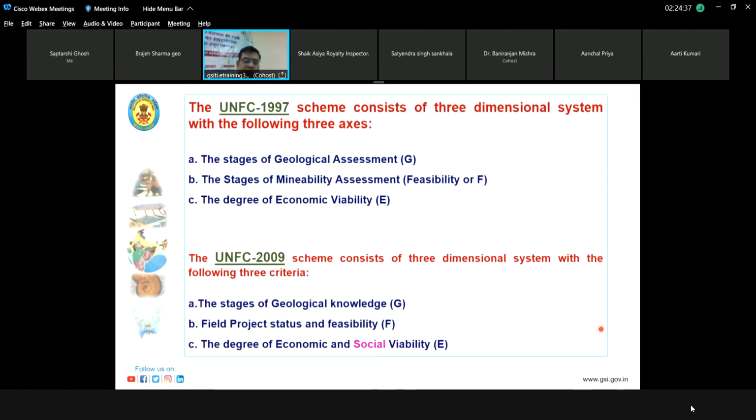So in UNFC 1997, there are 3 axes: stages of geological assessment, stages of mineability assessment, that is feasibility, and degree of economic viability. But in 2009, in the economic axis, one thing is added, that is social viability. If it is not affecting any social issues or something else, then it will be called economical, otherwise it will not be.